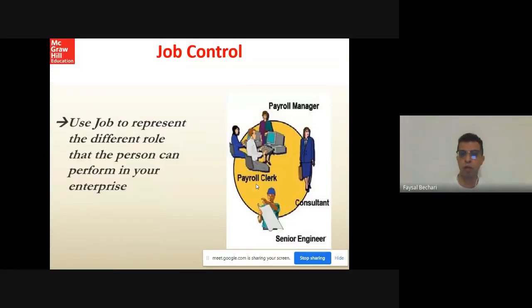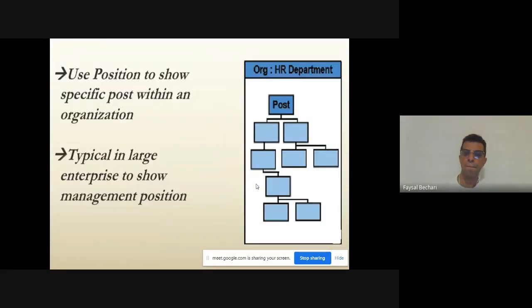I'm not going to go into the job control because there is a payroll. People, we said there is a payroll. This is mostly going to be the process, procedures and workflow by which the work has to be done. So here, when you use a position, it is to show the specific post within the organization. So manager, that's a specific post. And typically in a large enterprise, it is to show the management positions.